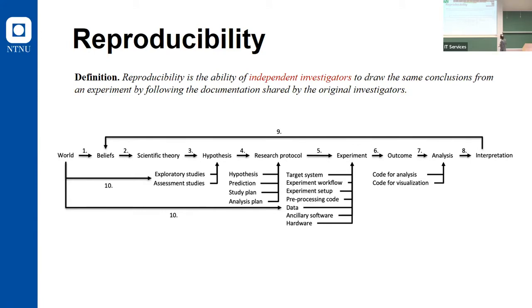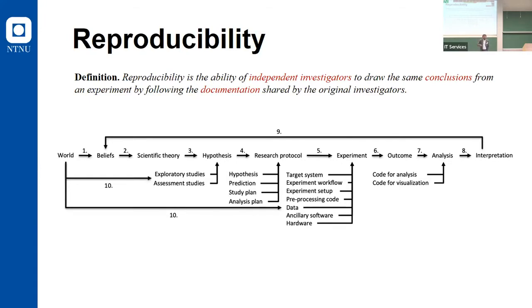Okay, and then the next term here is about the conclusions. So we should draw the same conclusions, which means that I reproduce your result if I don't have to update my belief about the world because I assume you were right. But if I have to update my belief, then I didn't reproduce your result, okay? So that is important. And then it's by following the documentation.